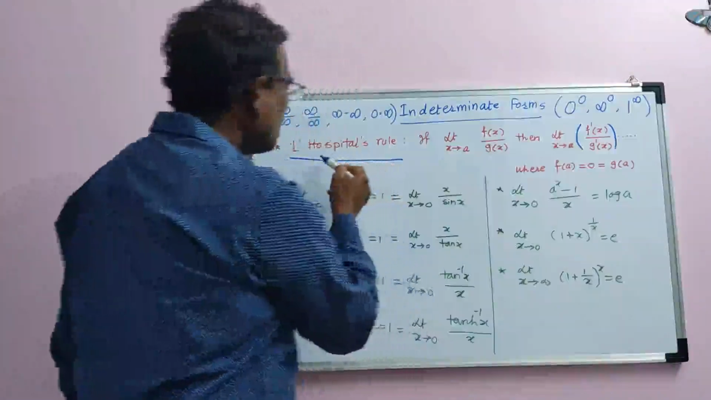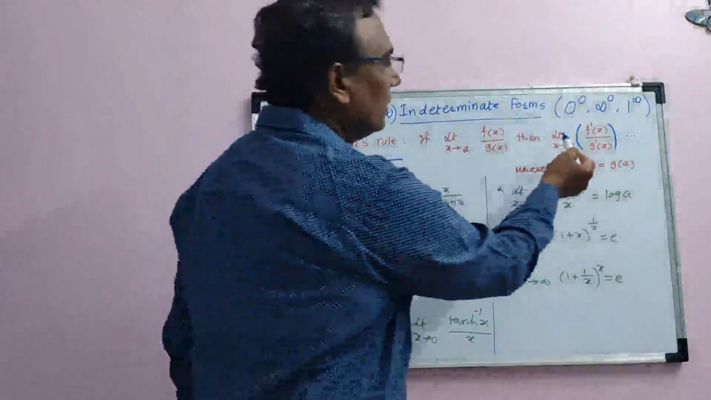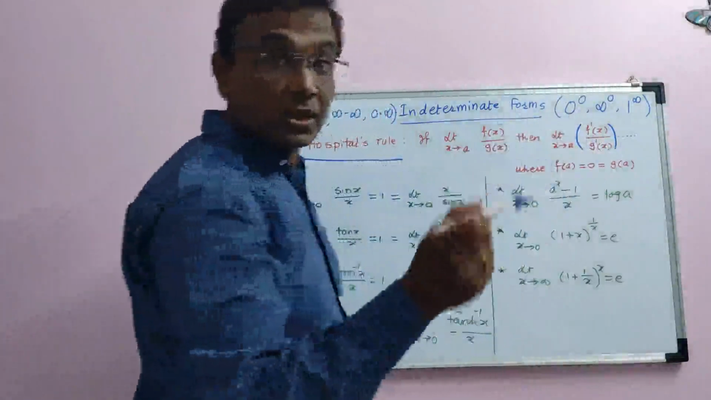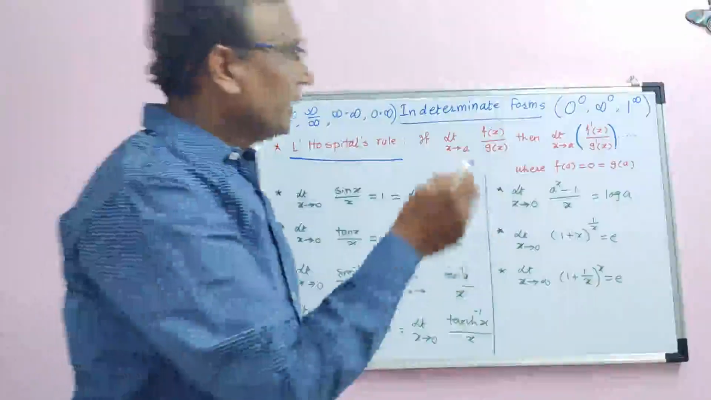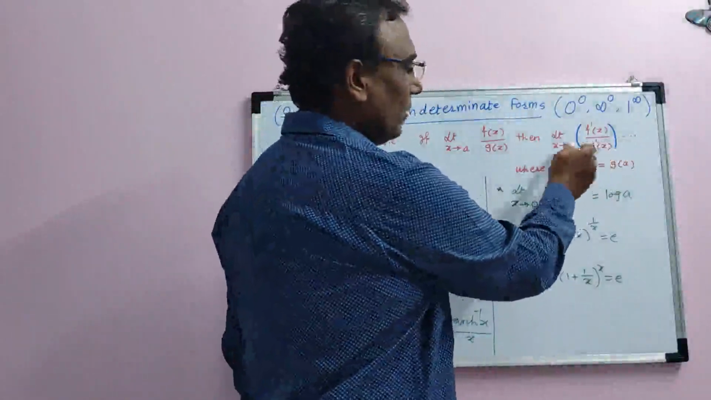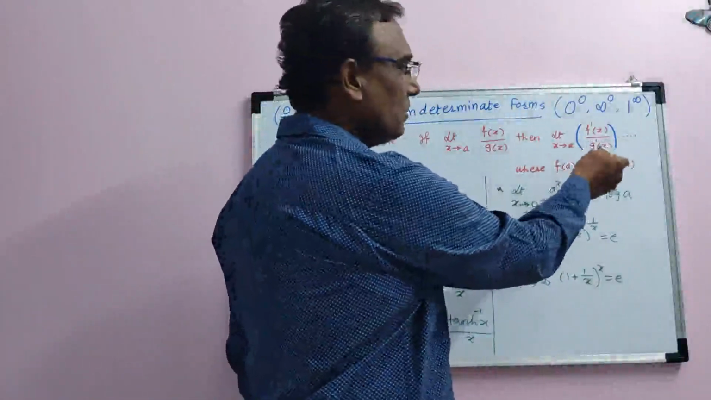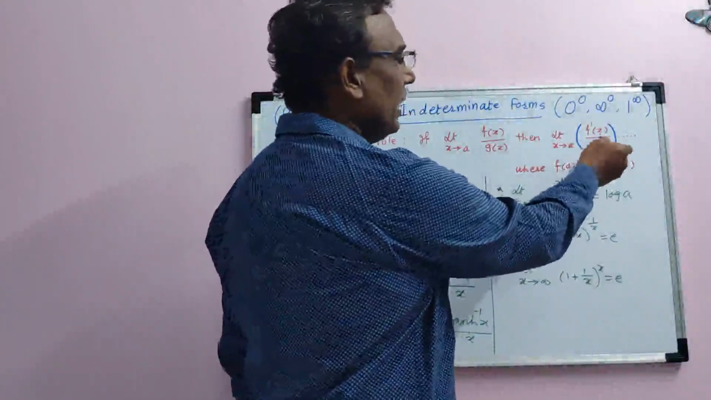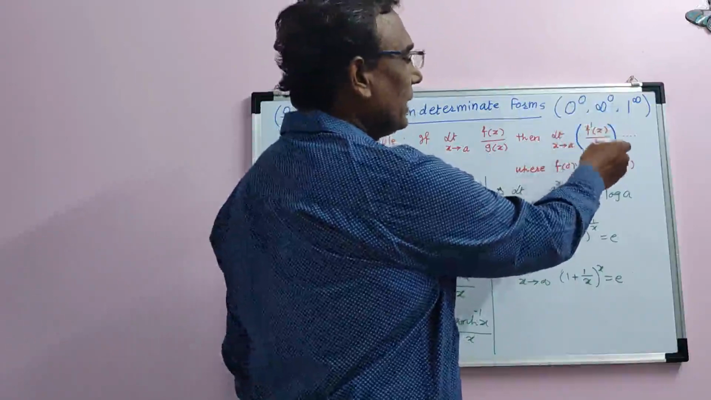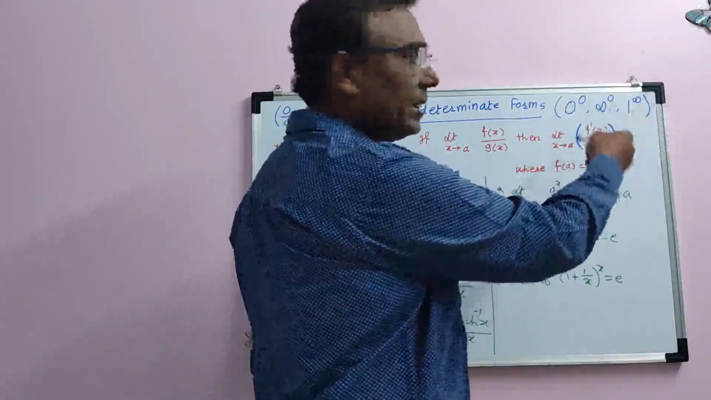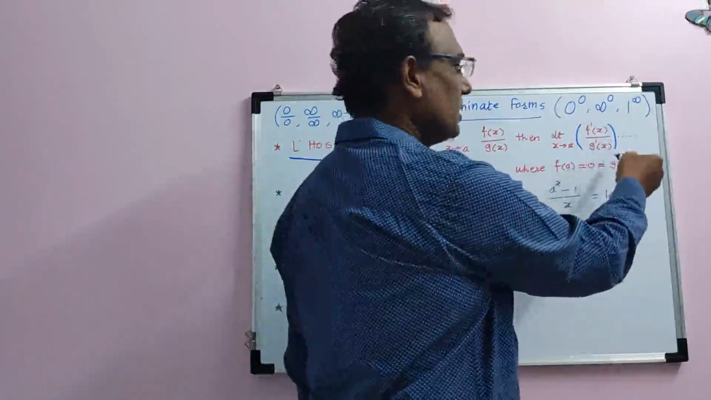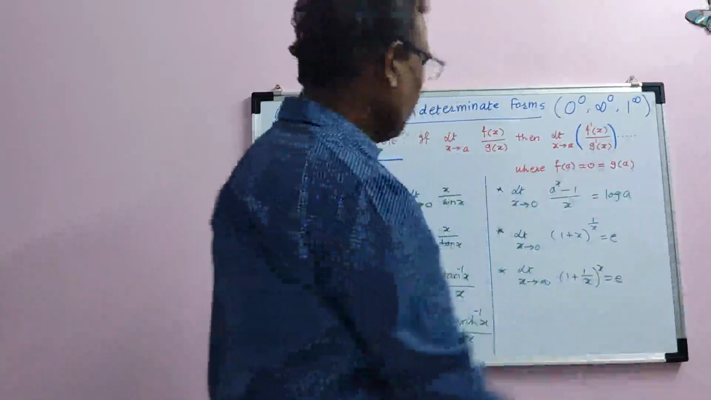When you apply the L-Hospital rule, you have to take the derivative of the numerator and the derivative of the denominator separately. And if g dash of a is 0 and f dash of a is 0, then again we have to take the derivative of f dash x, meaning f double dash x, and the derivative of g dash x, meaning g double dash x, and so on.